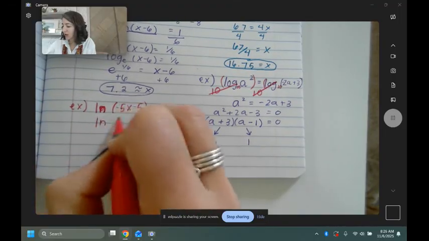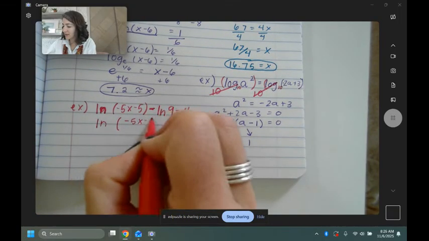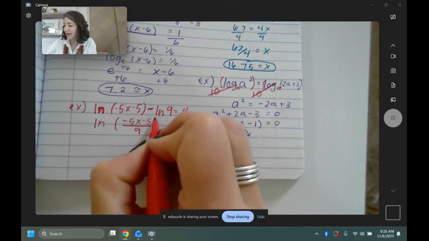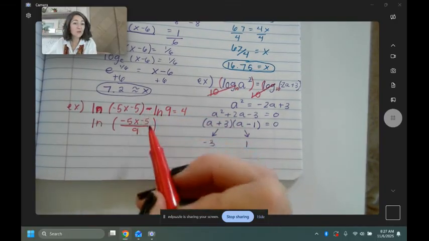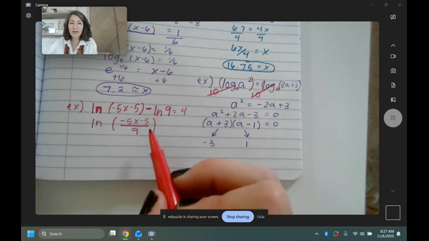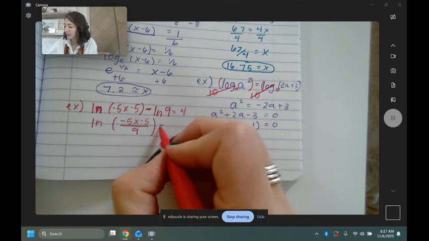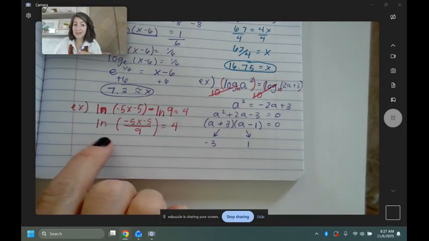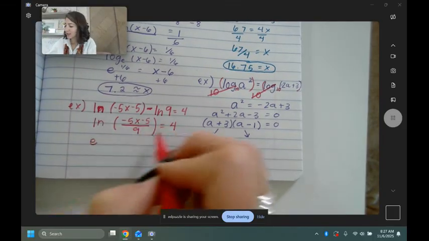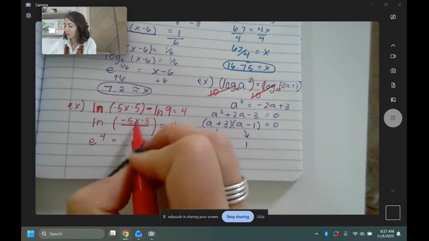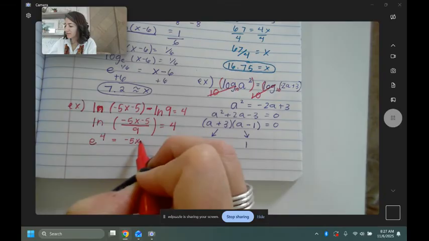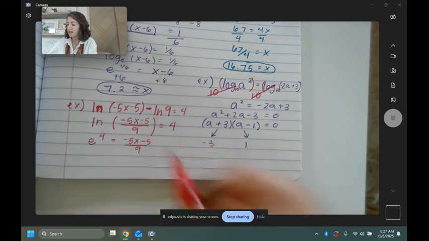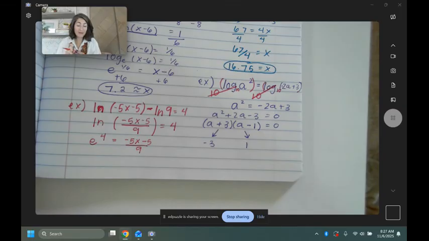The natural log of negative 5x minus 5 divided by 9. If this were a plus, it would be times 9. Just a reminder of that logarithm property. Equals 4. Now, rewrite this in exponential form. Reminder that this is just log base e. So I'm going to go e to the 4th equals this whole thing, negative 5x minus 5 all over 9. It's a little bit messy, but it's a simple solve for x problem.